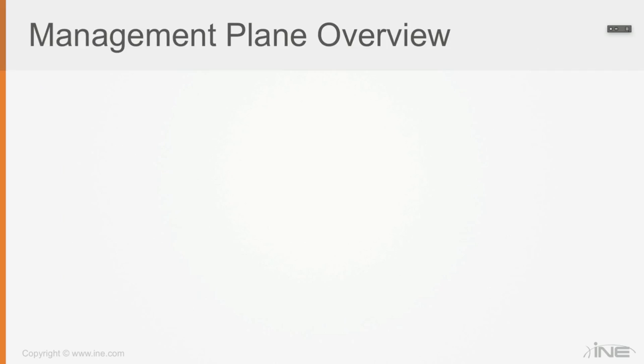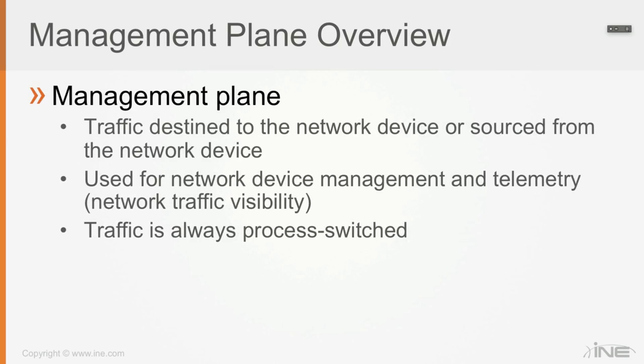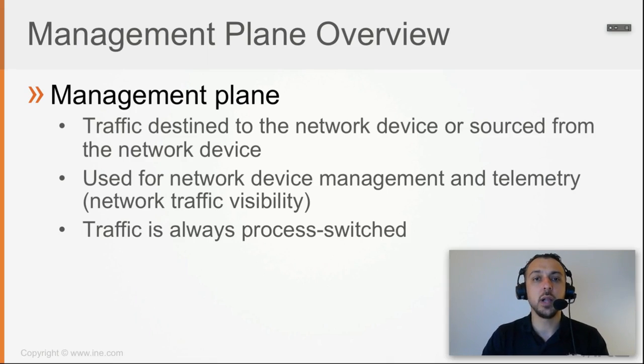Now, the management plane is a subset of the control plane because it's still about traffic destined to the network device or sourced from the network device, but it is used for a different scope. If in the control plane those protocols were aimed to help the router actually forward packets in the forwarding plane, then the management plane is still traffic destined to the router or initiated from the router, but it has nothing to do with the data plane packets, with the user's traffic. It has to do with managing the device.